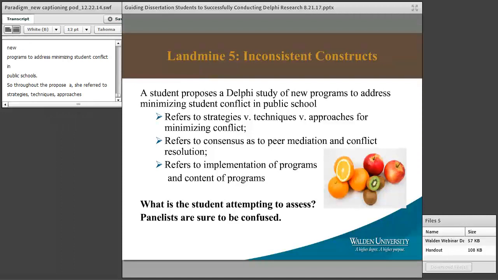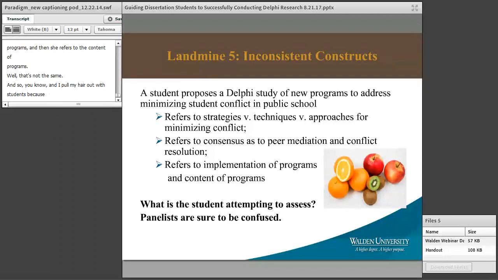They're not the same. She refers to consensus as to peer mediation, and then she refers to consensus for conflict resolution. Again, one might be a subset of the other, but they're not the same. And then she refers to implementation of programs, and then she refers to the content of programs. Well, that's not the same. And I pull my hair out with students because invariably you've got all of these inconsistencies in constructs.